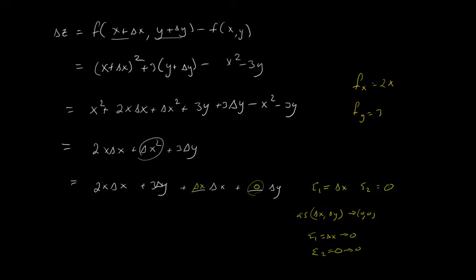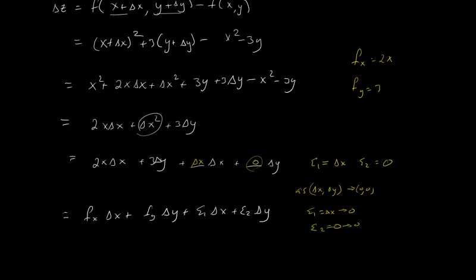So we have this in the form f sub x delta x plus f sub y delta y plus epsilon 1 delta x plus epsilon 2 delta y, where epsilon 1 and epsilon 2 are defined as delta x and 0. So it follows then from the definition that this is differentiable. So therefore, f of x, y is differentiable.